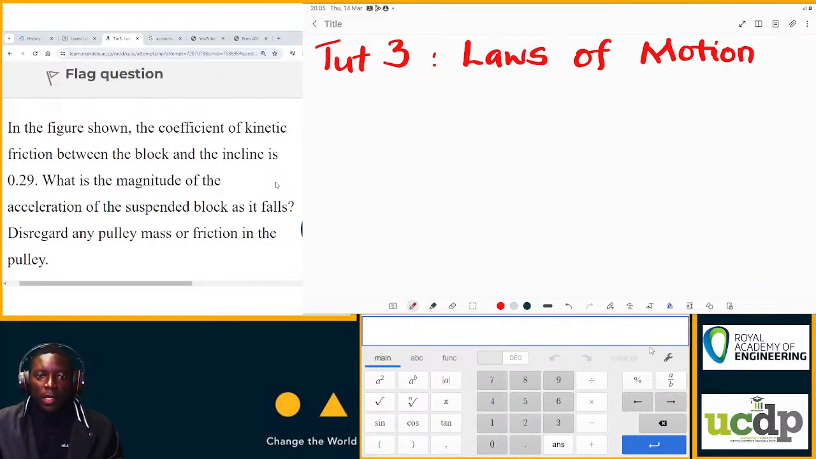Hello everyone, welcome to today's tutorial on Yebo Physics, where we are looking at a chapter on laws of motion. This is a recap of the chapter that you have already covered. We'll simply go through a few questions for this session and see how far we can go.